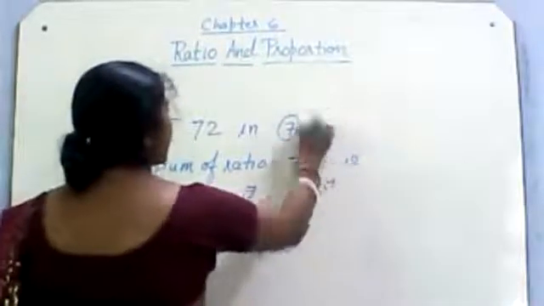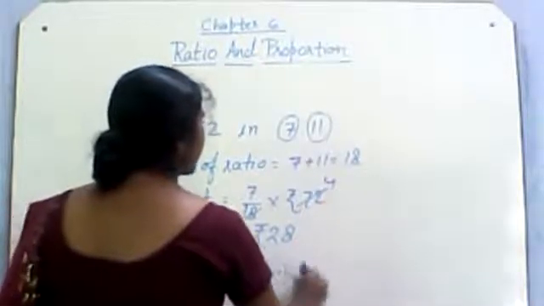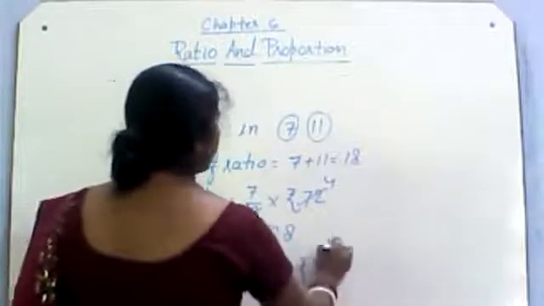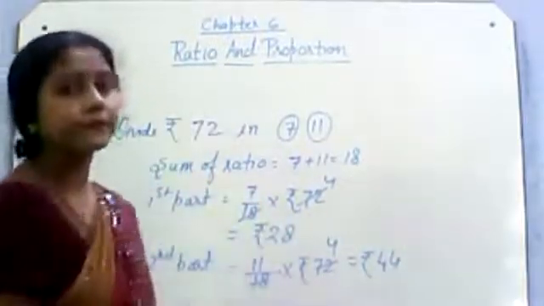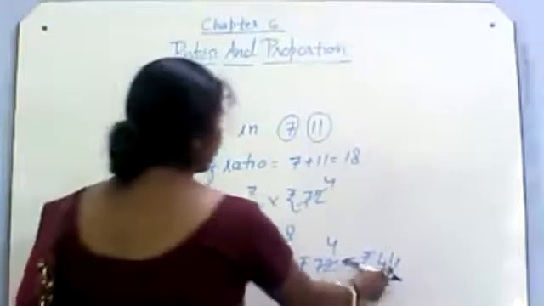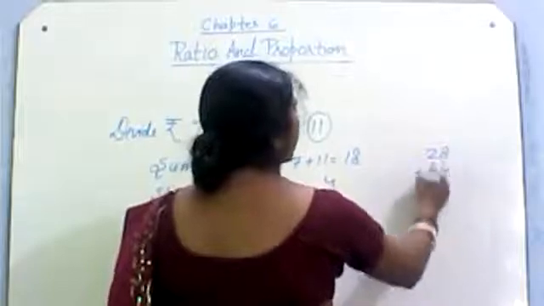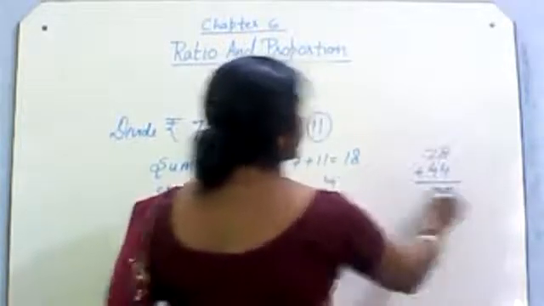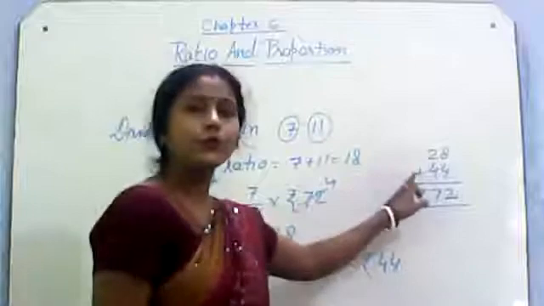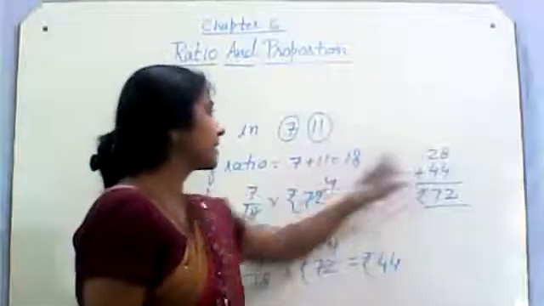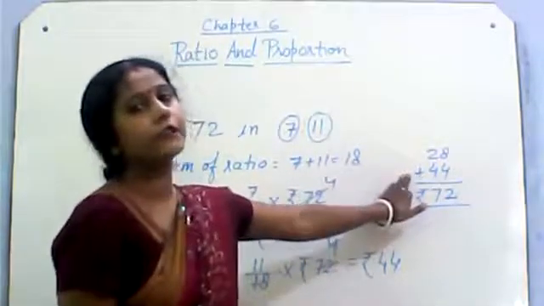Okay, and second part is 11. So 11 upon 18 into 72. Same process we will apply. 18 fours are 72, and 4 11s are 44, so rupees 44. For checking your answer, if you add 28 and 44, it is coming 72. So 72 is divided into two parts in ratio 7:11, that is rupees 28 and rupees 44.